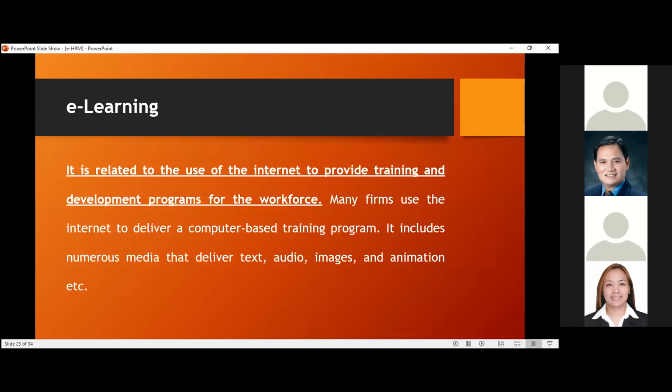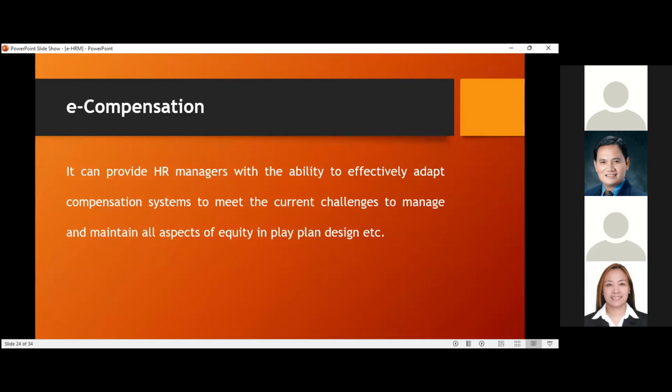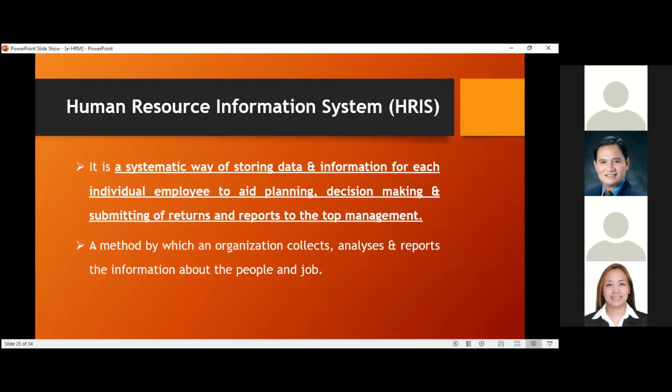E-learning is related to the use of the internet to provide training and development programs for the workforce. Many firms use the internet to deliver computer-based training programs. It includes numerous media that deliver text, audio, images, and animation. E-compensation can provide HR managers with the ability to effectively adapt compensation systems to meet current challenges, to manage and maintain all aspects of equity in pay plan design, etc.